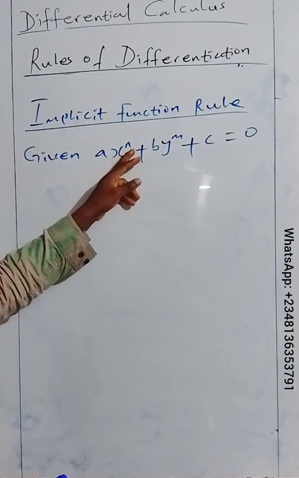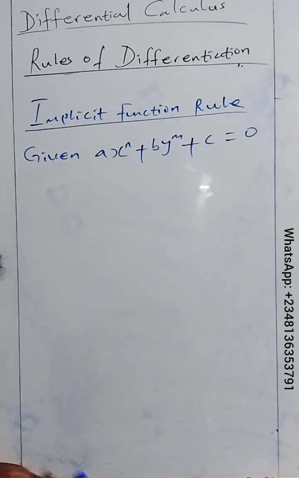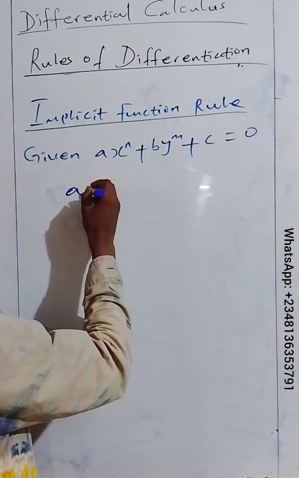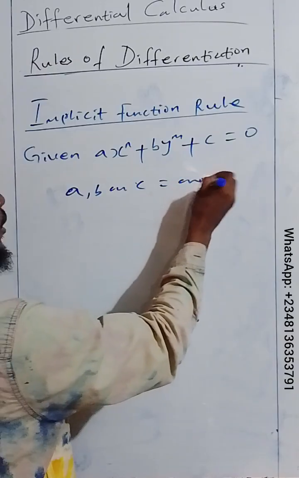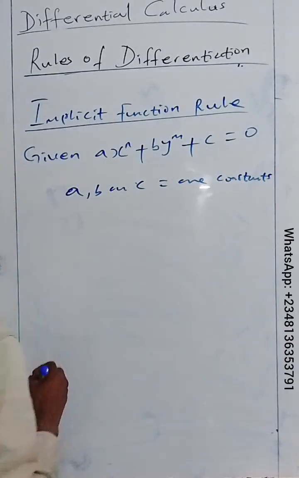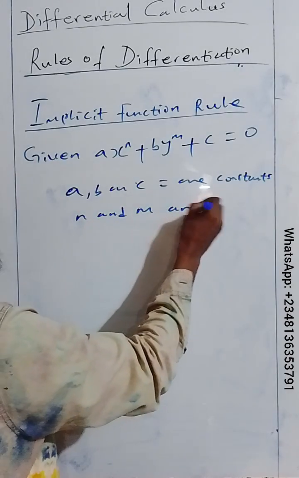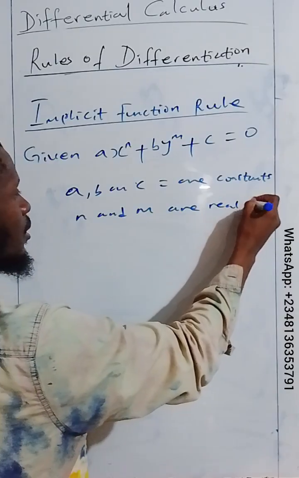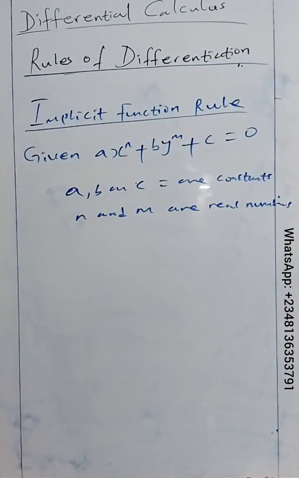we have a x raised to the power n plus b y raised to the power m plus c equals 0. Here a, b, and c are constants. And n and m are the powers of x and y, which are real numbers.